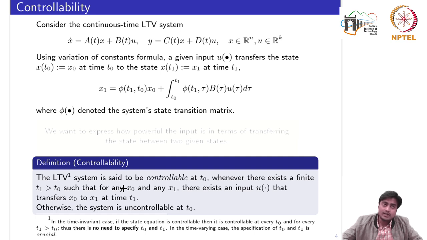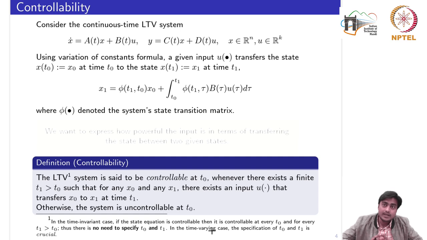Now if we want to tailor this definition for the LTI system, we say that if the system is controllable, if we somehow prove or show the existence of the control signal, that the state equation is controllable in the time invariant case, then it would be controllable at every t naught and for every t1 which is greater than t naught.